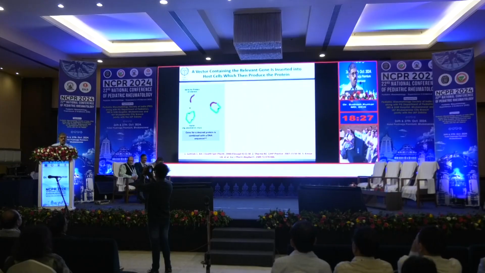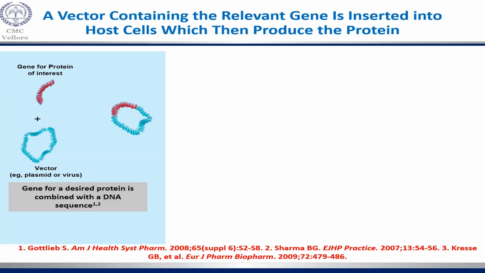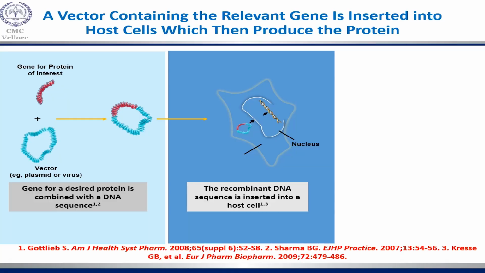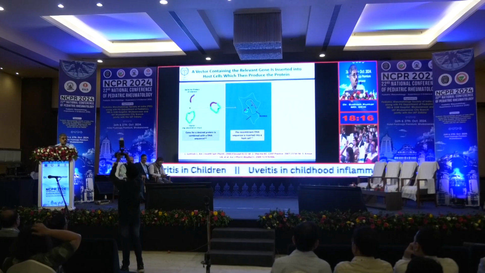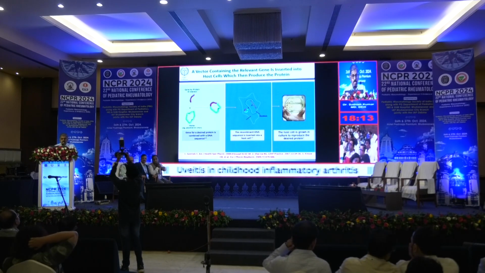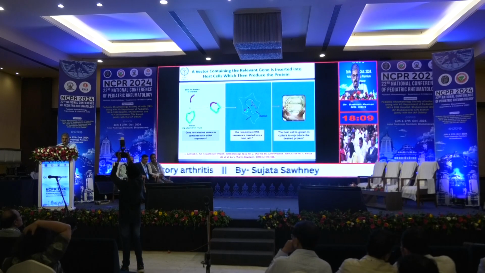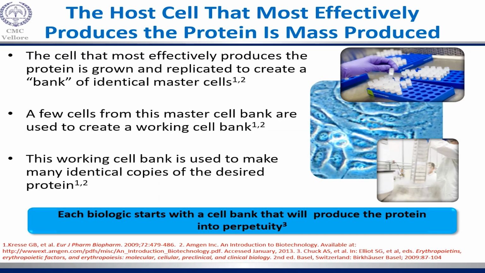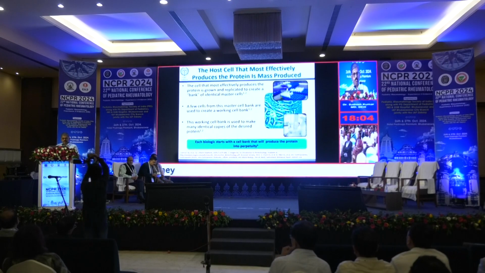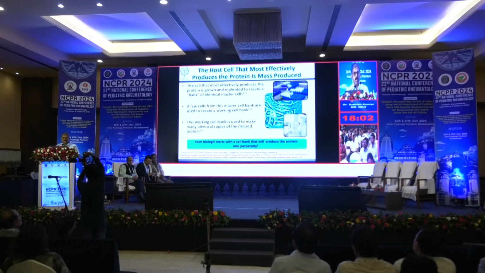So they go through a complicated, very challenging process. The gene for the desired protein is combined with a DNA sequence. Then this recombinant DNA sequence is inserted into the host cell. From there the host cell is grown in culture to produce the desired protein and multiply that protein. So when you have this new master cell, it works as a cell bank which will produce more of this protein. So each biologic starts with a cell bank that will produce the protein.